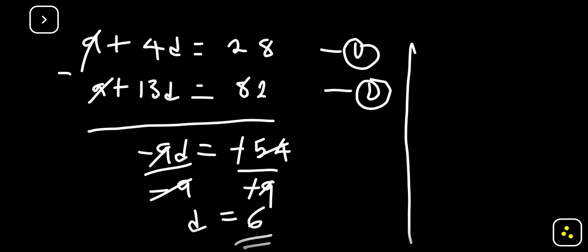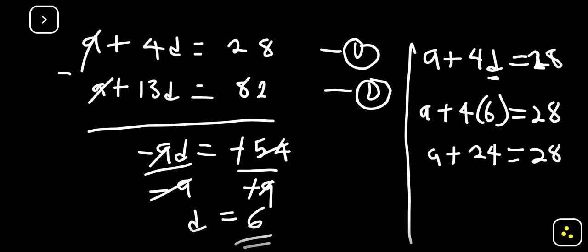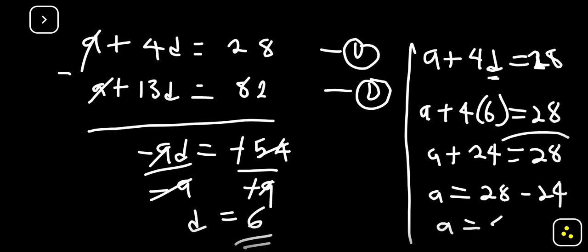Now if you understand simultaneous equations, you understand we need to put D into any of the equations. So we're going to apply D into equation 1. Equation 1 is A plus 4D equal to 28. D is 6 here, so we have A plus 4 times 6 equal to 28. So A plus 24 equals 28. We'll collect like terms by moving 24 to this side, so A will be equal to 28 minus 24, which is 4. So our first term is 4.